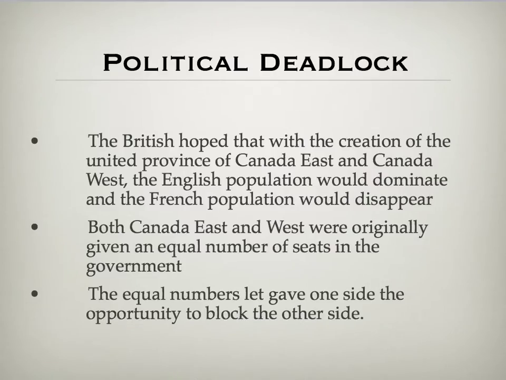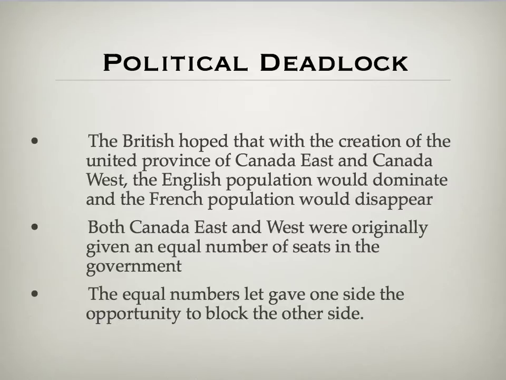Political deadlock was another key issue that led towards the Confederation of Canada. The British hoped that with the creation of Canada East and Canada West, the English population would soon dominate and the French population as a result would slowly disappear. Both Canada East and Canada West were given an equal number of seats in the government when they were created because, again, the British hoped that the English population would soon assimilate the French population.